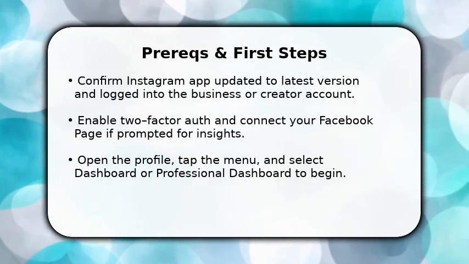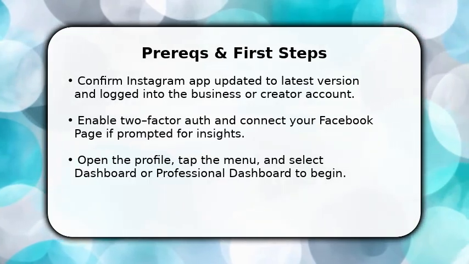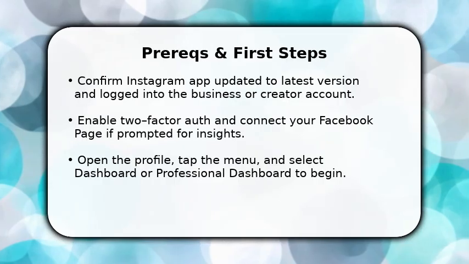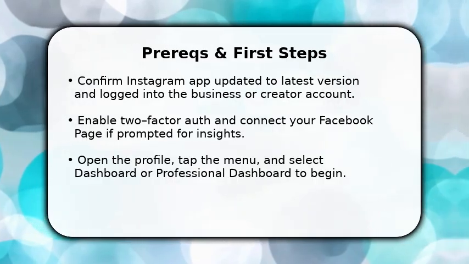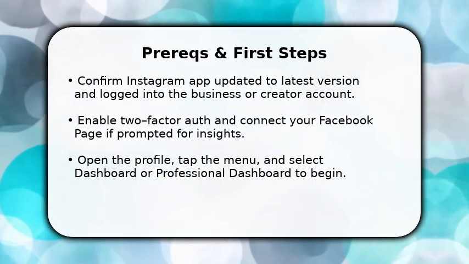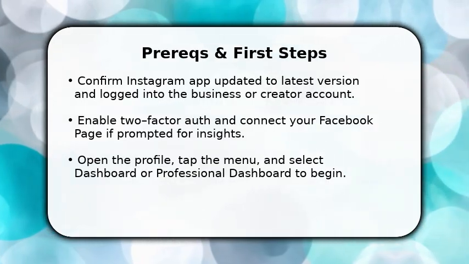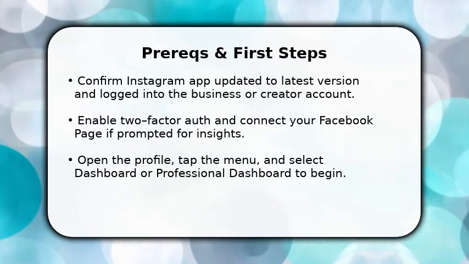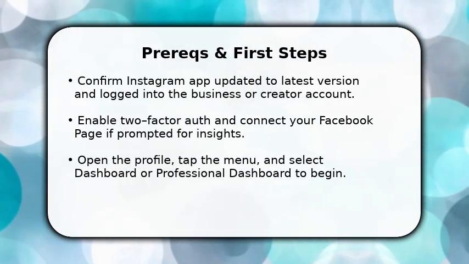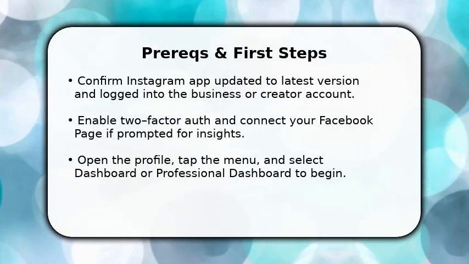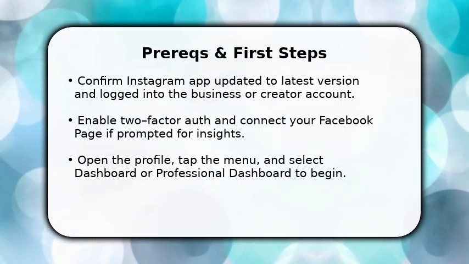You start by confirming essentials. Your account is business or creator, the app is up to date, and two-factor authentication is set. Once those are in place, open your profile, tap the top right menu, and choose Professional Dashboard or Dashboard. This immediately loads an overview of performance metrics and shortcuts. Make sure Facebook is linked to unlock advanced insights.